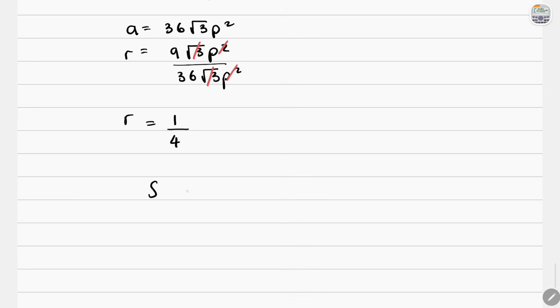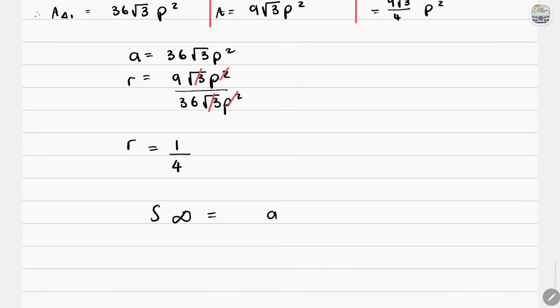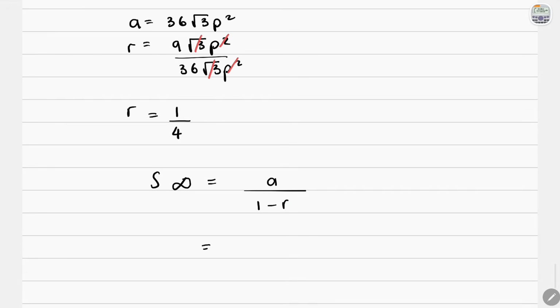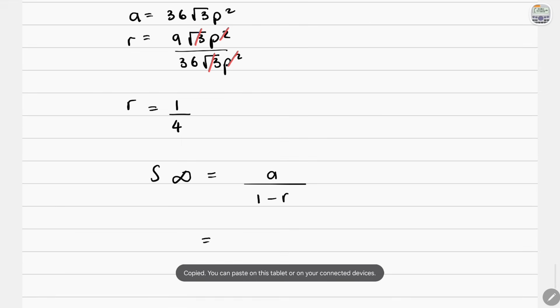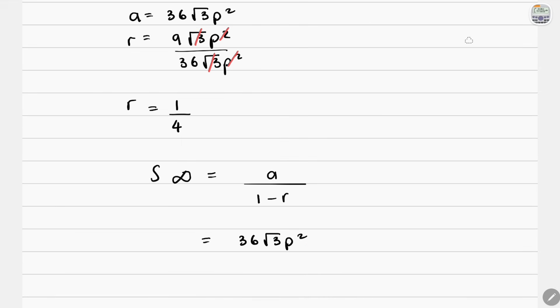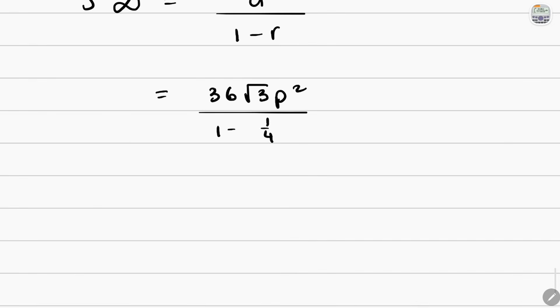And now we can just show them that the sum to infinity is not going to go beyond this value they told us. So sum to infinity equals a over 1 minus r. So the sum to infinity is equal to, a is this, we'll take that just as it is, and then divided by 1 minus r. Okay, so this goes over 1 minus a quarter. So that's what we have.